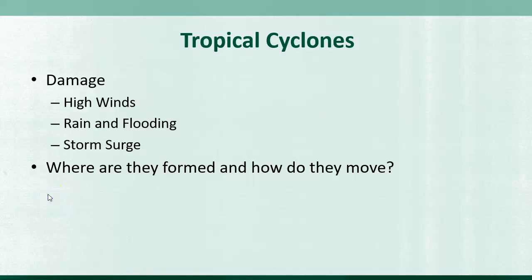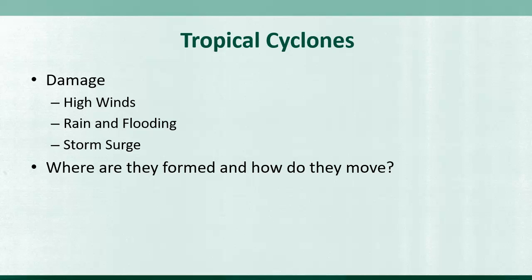These storms are incredibly destructive. They have exceptionally high winds because the pressure gradient is so great between the air outside of the storm and the very low pressure at the center of the storm. They're also associated, as you can imagine, with a great deal of rain and the flooding that comes with that.